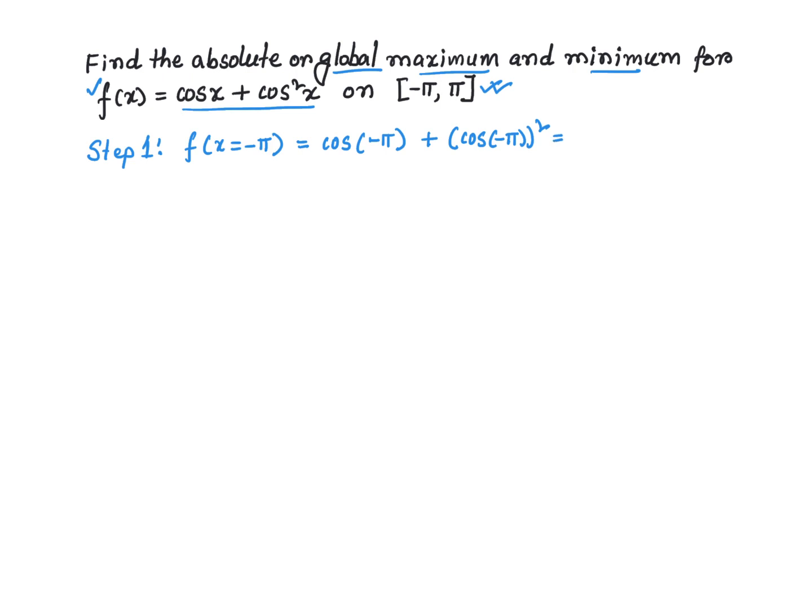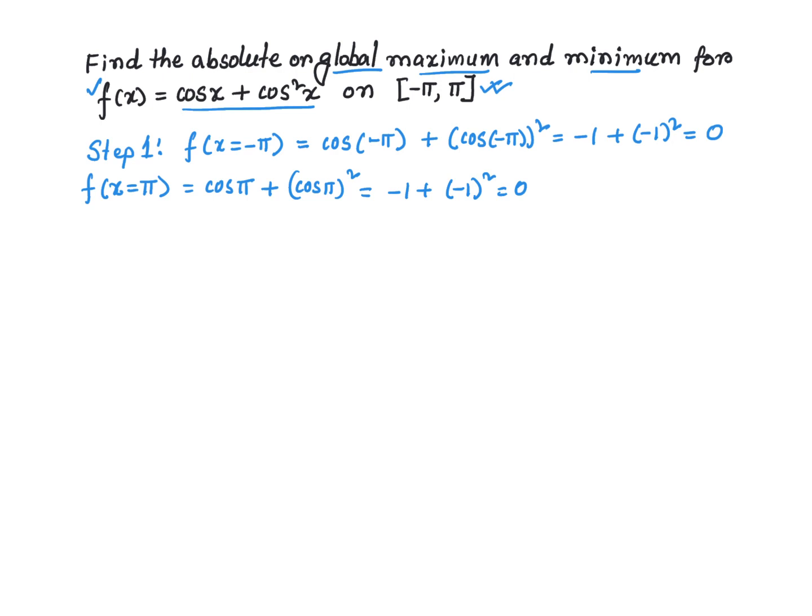Now we know that cosine of negative pi is negative 1, plus negative 1 whole square is going to give me 0. Similarly, evaluate the function at x is equal to pi. So there's going to be cosine of pi plus cosine of pi whole square. But cosine of pi is negative 1 again, plus negative 1 whole square. That is giving me 0 on either end.